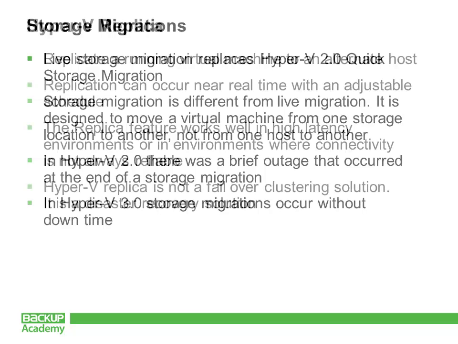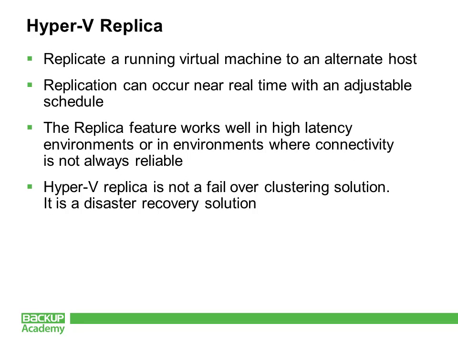One of my personal favorite new features in HyperV 3.0 is something known as HyperV Replica. HyperV Replica refers to the ability to replicate a running virtual machine to another host. This host can be a standby HyperV server, and it can exist in the local data center, or it can exist off-site in a remote data center. The nice thing about Replica is that it works really well in high latency environments or in environments where connectivity is not always reliable, such as over an internet connection, and you can actually replicate a virtual machine over a connection like that.